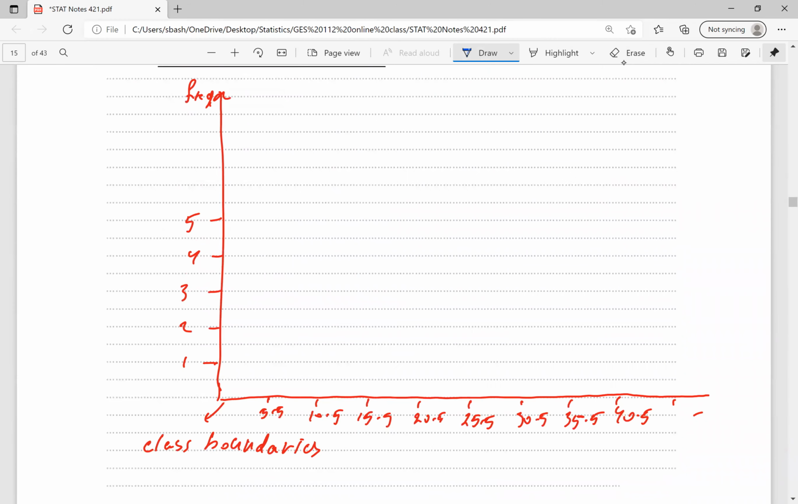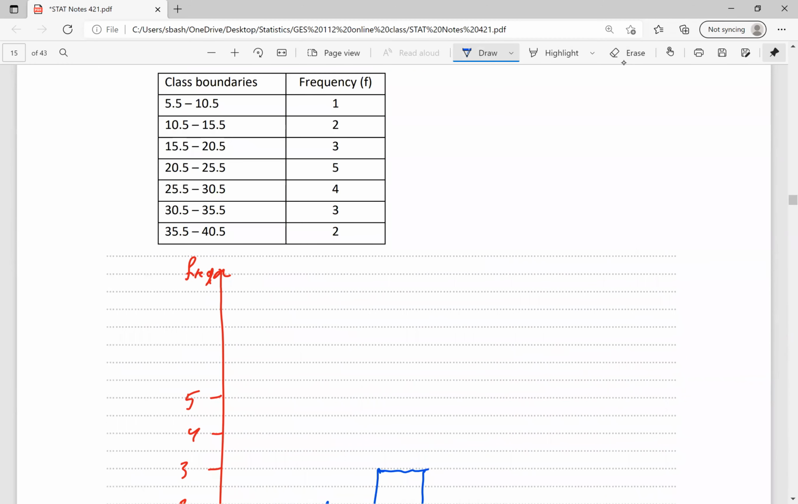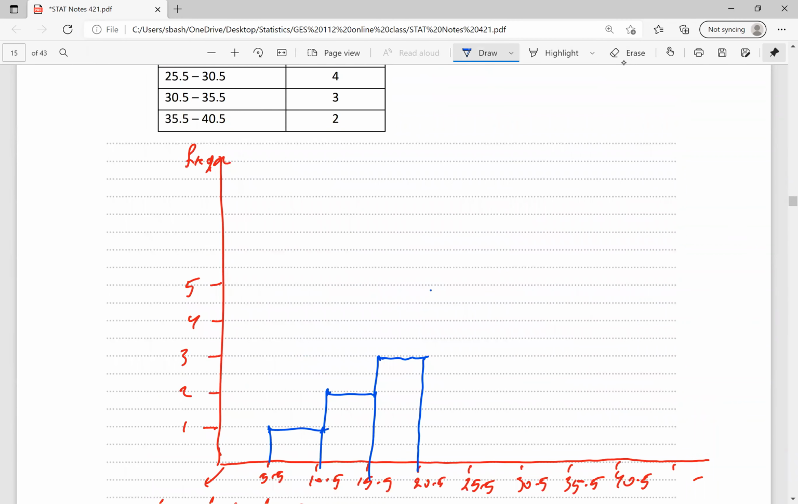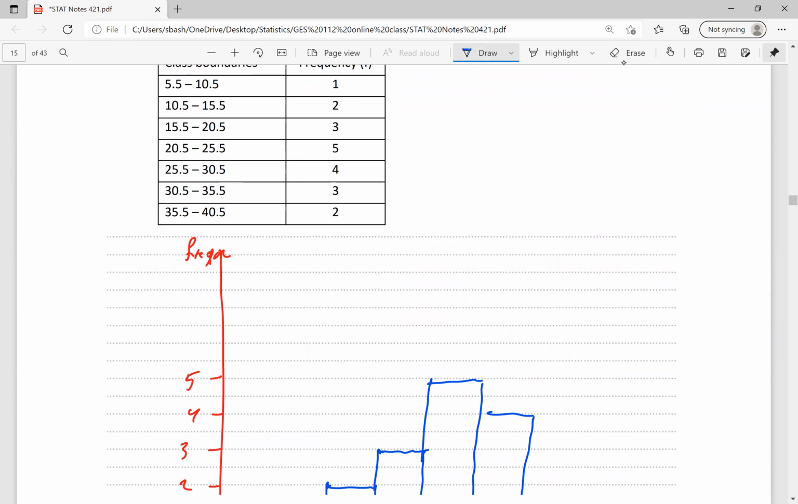Now let's graph the bars for the histogram. The first one is 1. Second one is 2. Third one, 3. Fourth one, it is 5. Then the next one is 4. Then you have a 3 and 2.